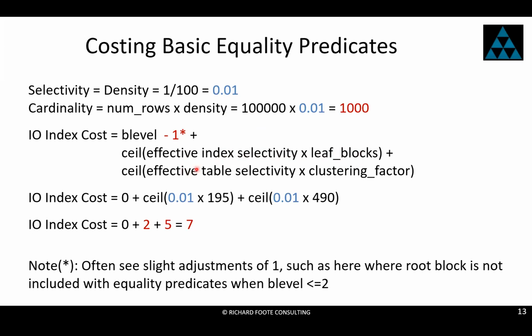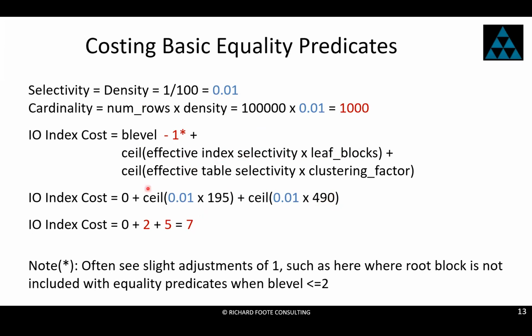Then I've got to go and visit the table. This is where the clustering factor becomes so critical, because what the clustering factor effectively says is how expensive is it for me to read the entire table through the index. The default in this example is 490 because that's my clustering factor. But I don't want to read the entire table through the index. I only want to read 1% of the table.